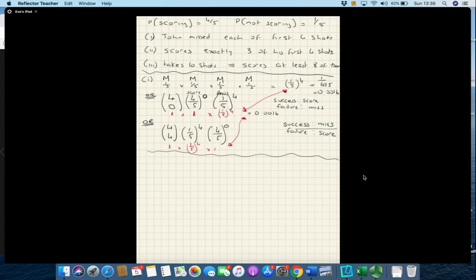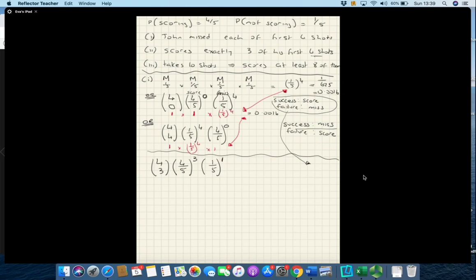Part 2, he scores exactly 3 out of his first 4 shots. Again, I'm going to go with success being score and failure being a miss, because that just intuitively makes more sense to me, that a success is you score your goal. But he scores exactly 3. So out of the 4 shots, I want him to score 3. The probability of scoring is 4 out of 5, and I want 3 scores, so therefore I'm left with 1 miss.